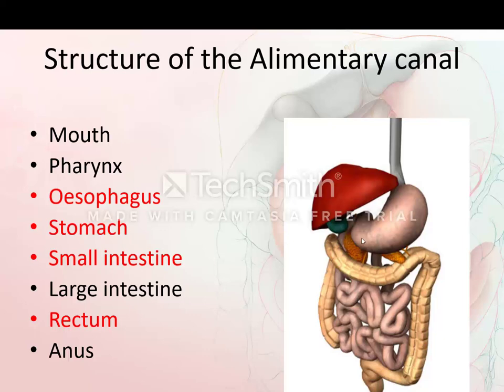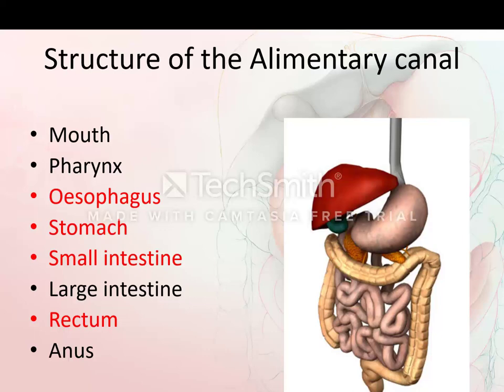Okay, so let me follow it here. Right, so this is the esophagus into the stomach, from the stomach to the small intestine, from the small intestine to the large intestine, which is this, from the large intestine to the rectum, and then to the anus. So one long tube from the mouth, which would be here somewhere, all the way to the anus, right?